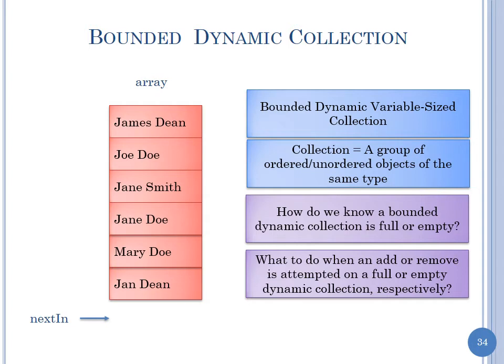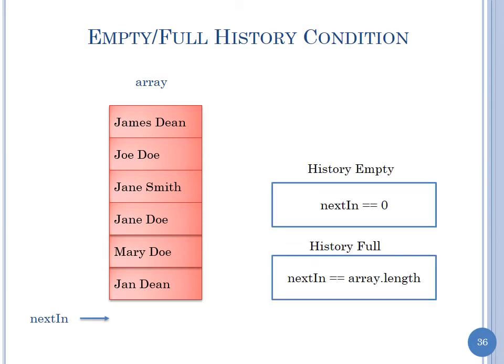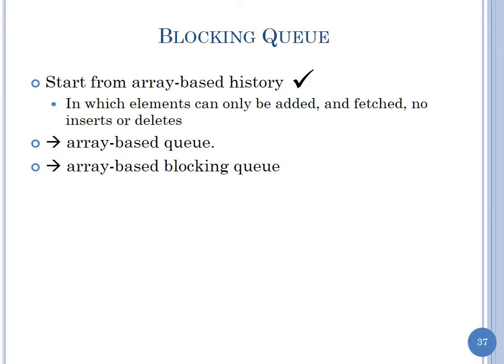And for any collection, how do we know that a bounded dynamic history is empty or full? This is where the answer is simple. If next n is 0, we are at the very first element, then it's empty. And if next n is array.length, then it's full. So this is the simple part. We've done the first part here. Now comes the more interesting parts.